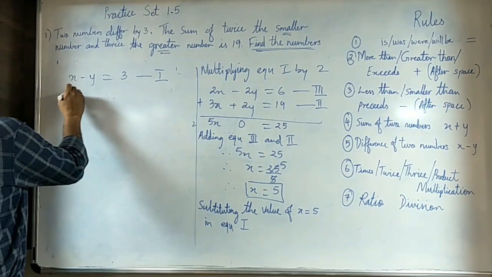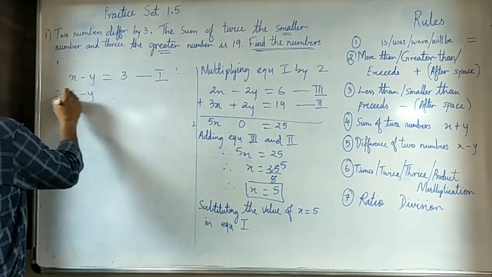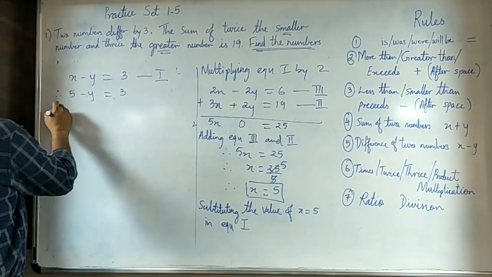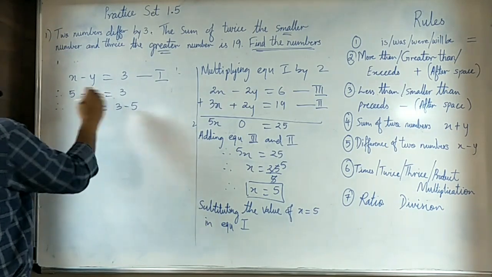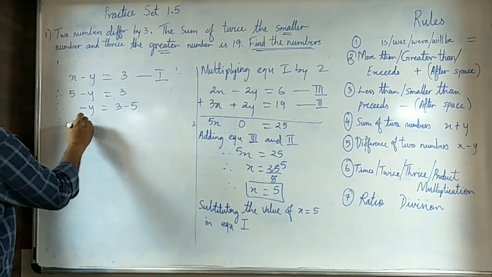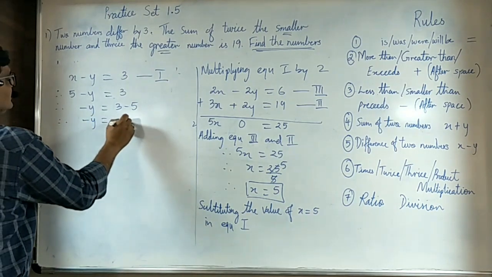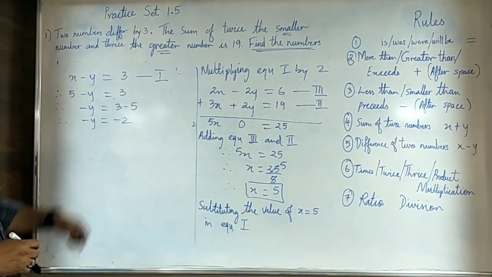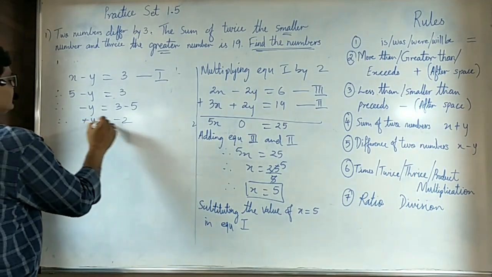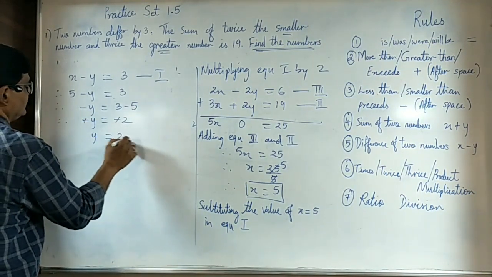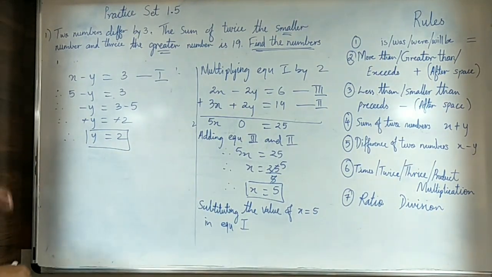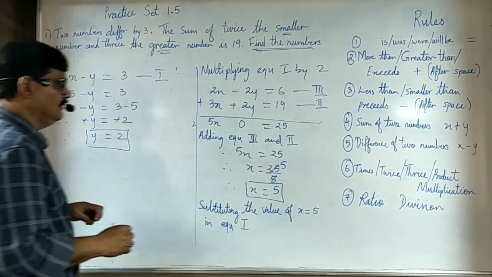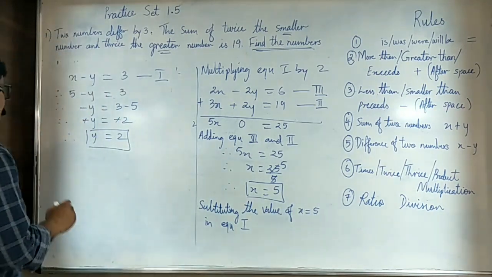The value of x we got is 5. So 5 minus y is equal to 3. What will happen over there? Minus y will remain there. 3 minus 5 will go to the other side, 10 minus 5. Therefore, minus y is equal to minus 2, because the bigger number's sign is taken. This minus sign you can cut out, and the answer is y is equal to 2. So you got the value of x and you got the value of y.